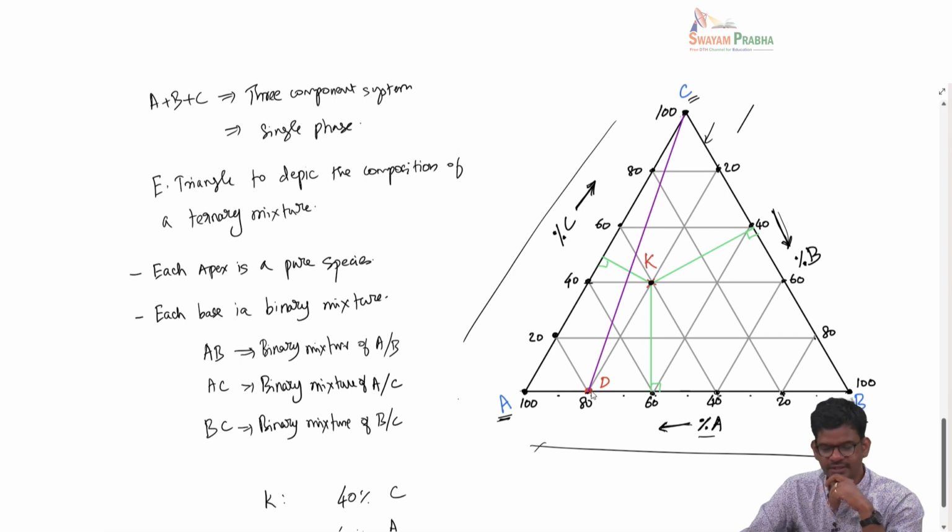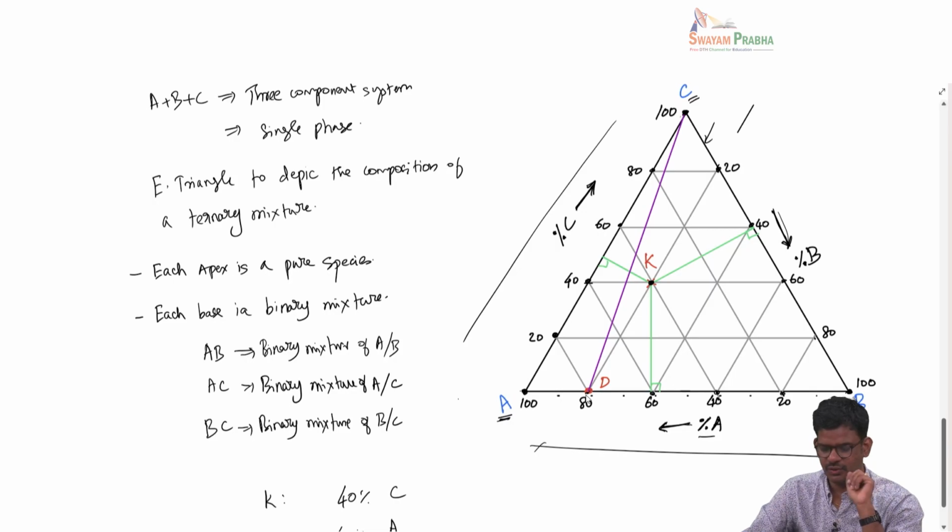Now, if you look at point D, what would you say about point D? Point D is in the line AB. So what is the amount of C at point D? 0, because it corresponds to the baseline AB where C is 0. What about the percentage of A at point D? It's 80%, very good, and B is 20%.